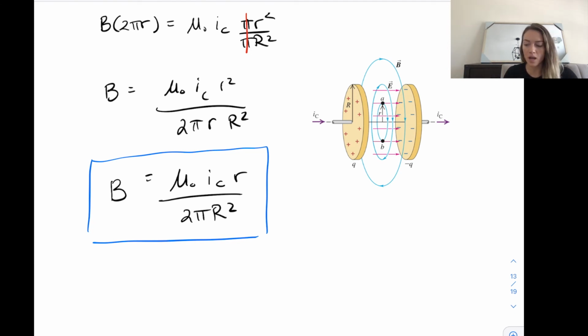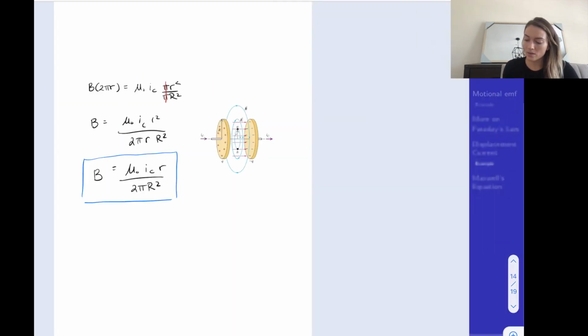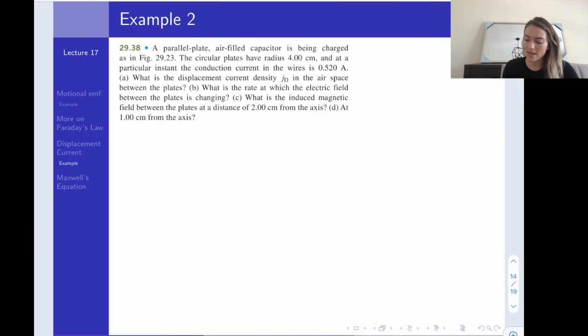As charge builds up on our plates, the electric field increases, and that forms a magnetic field of this magnitude curling around that change in electric field here. And this has been experimentally verified. So the displacement current, even though it's not proper to call it a current, the physical effects of it are very real. Okay, now let's do an example with this.